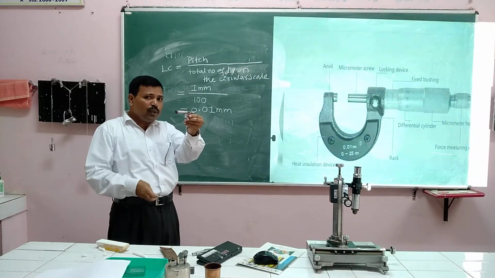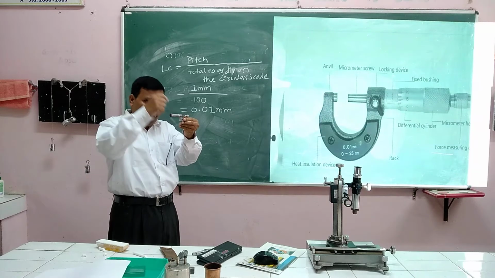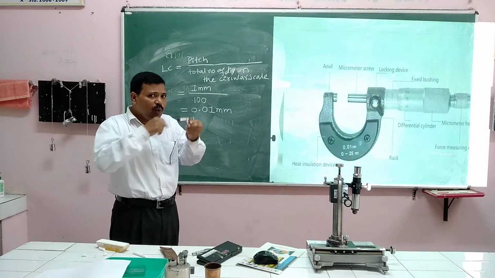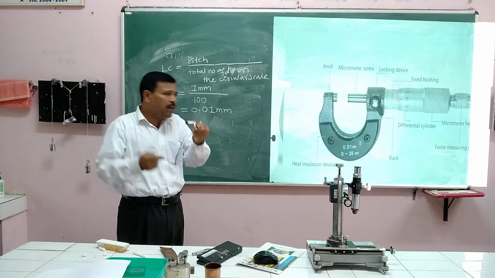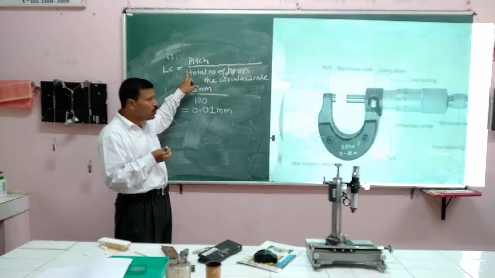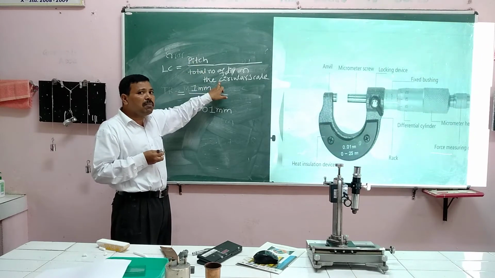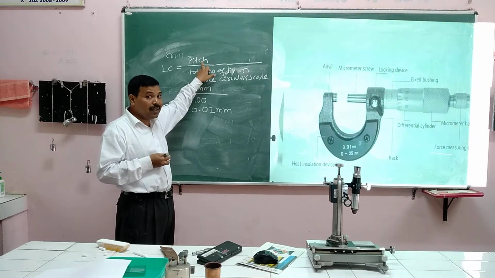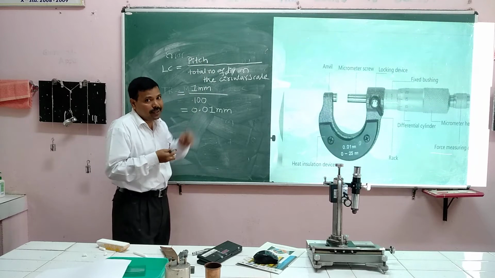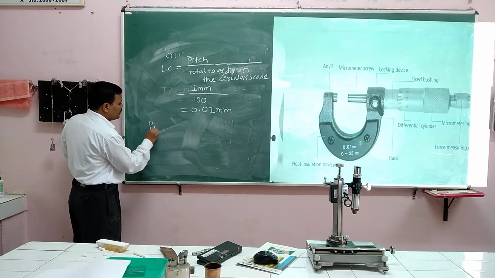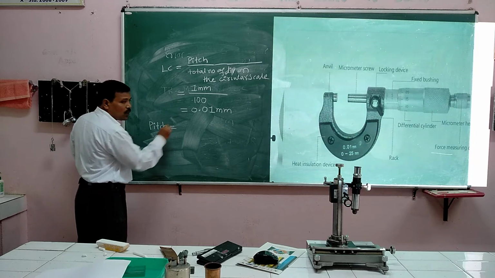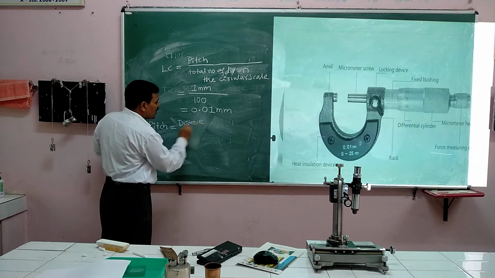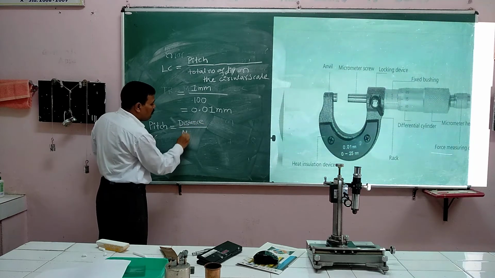But here is a micrometer. On this circular scale, there are 50 divisions. How to find out the least count of this one? The same. That is, least count is equal to pitch divided by total number of divisions. Here, the total number of divisions is 50. But what is pitch? Pitch remains the same. How to calculate? Pitch is equal to distance covered divided by number of rotations.